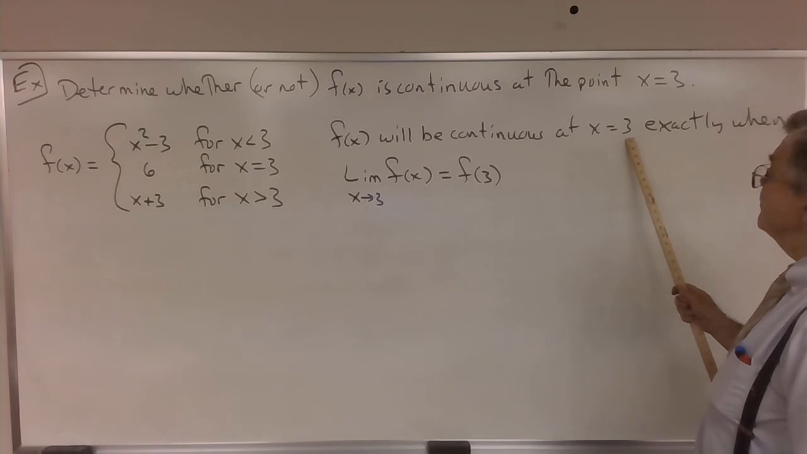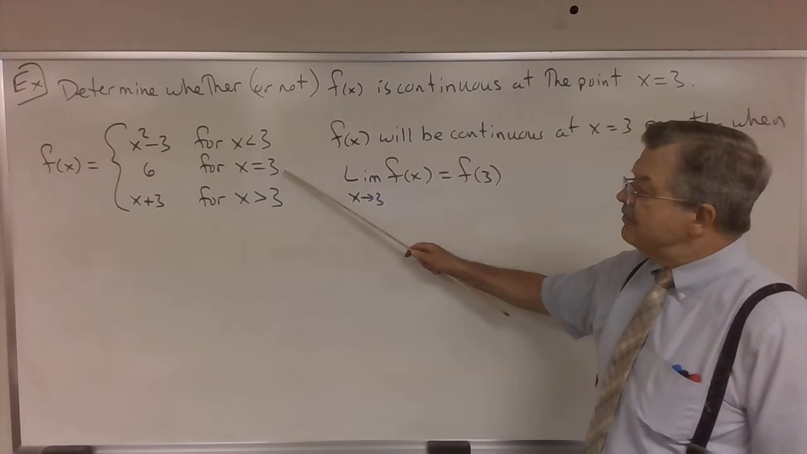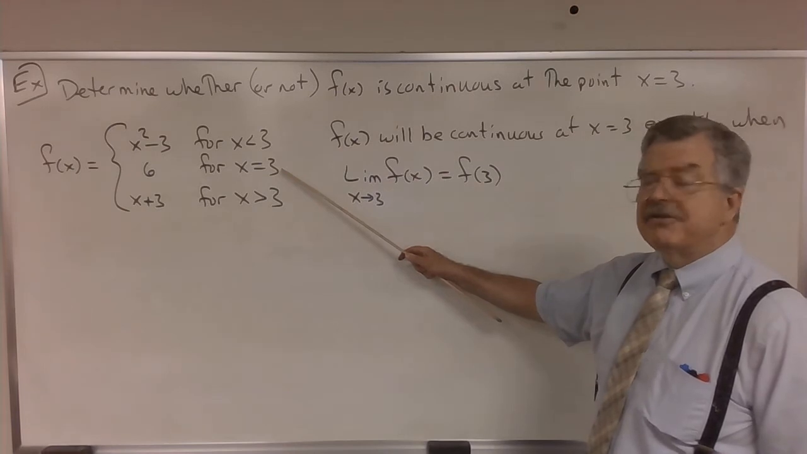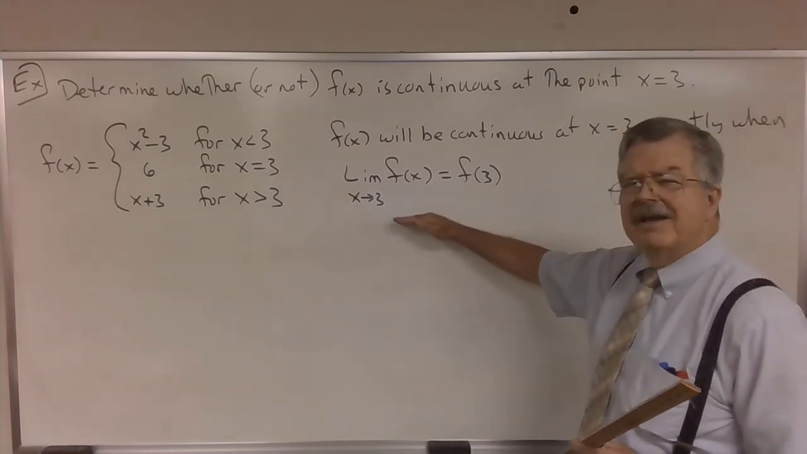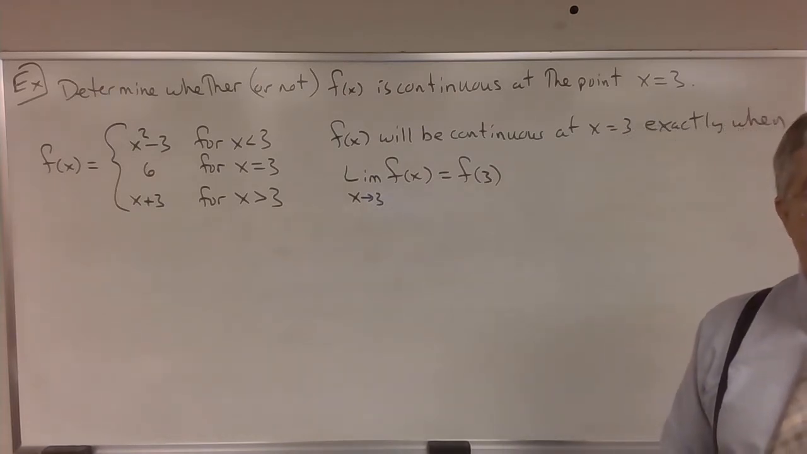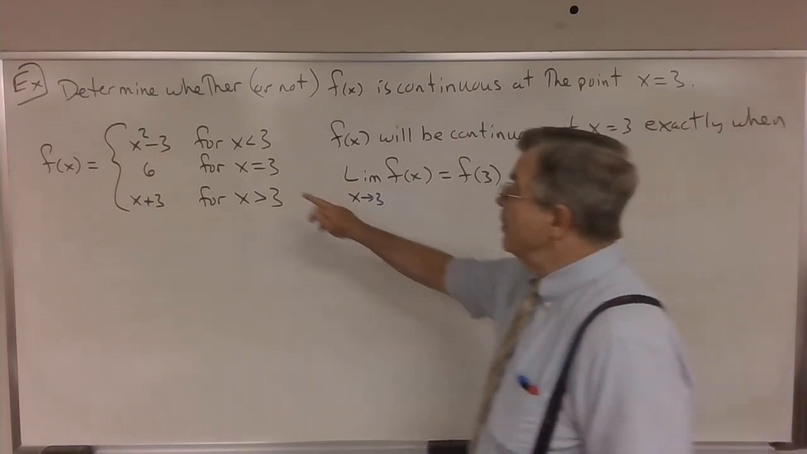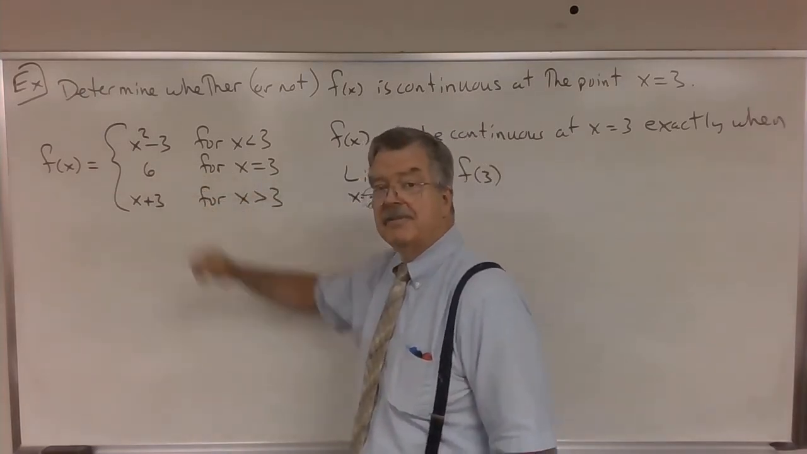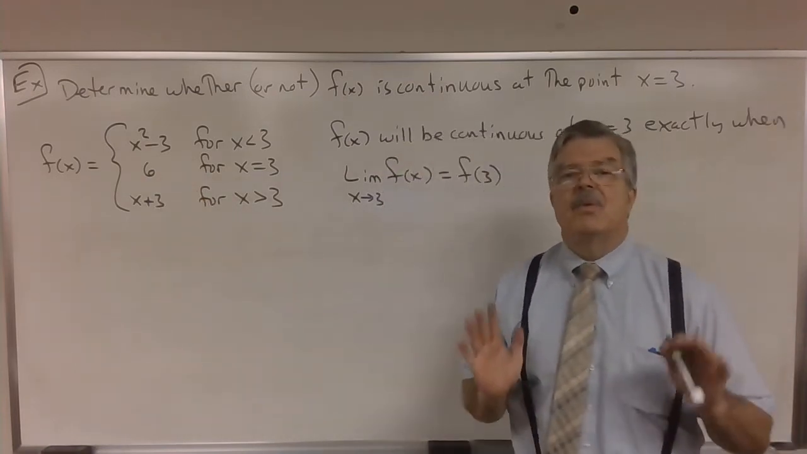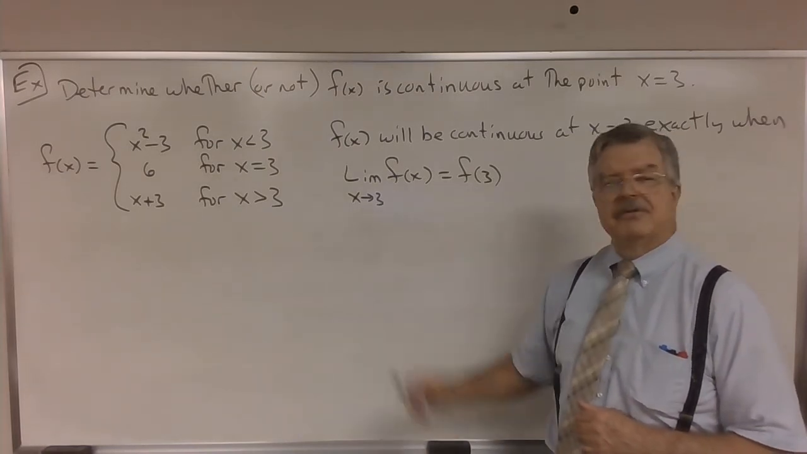And we want to know if f of x is continuous at the point x equal 3. And x equal 3 happens to be the x value where the definition of f of x changes. So we're gonna have to use this definition. Now we know what f evaluated at 3 is, right? When x is 3, f of x is 6. So f evaluated at 3 is 6. What we don't know is what the limit of f of x is as x approaches 3.